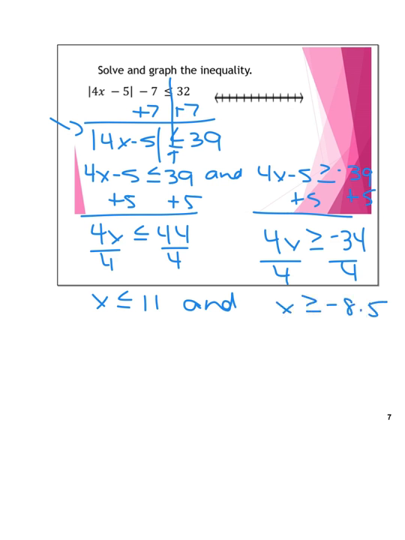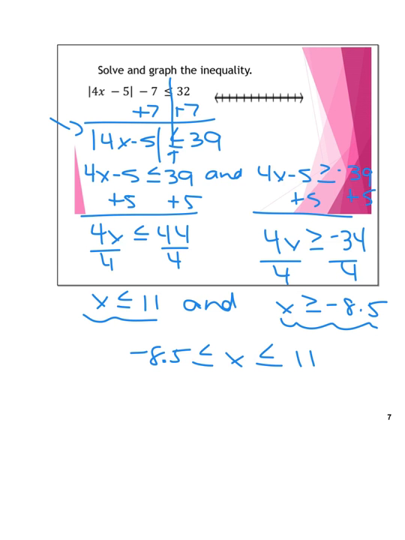Now I need to rewrite that statement in compound form. So I'm going to have -8.5 on the left. I have my x here, and then my 11 is on the right-hand side. If I'm looking at this inequality, my arrow stays pointing to the -8.5. I look at my x is less than or equal to 11. It's pointing to the x. So there is my inequality there.